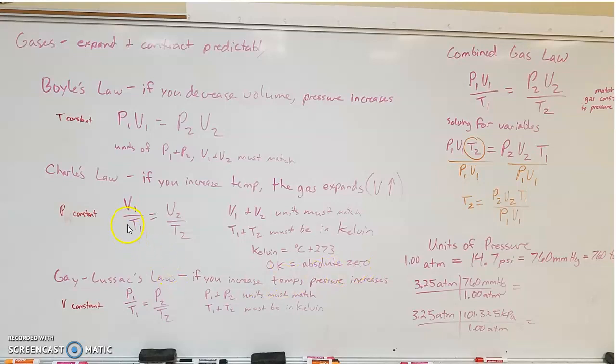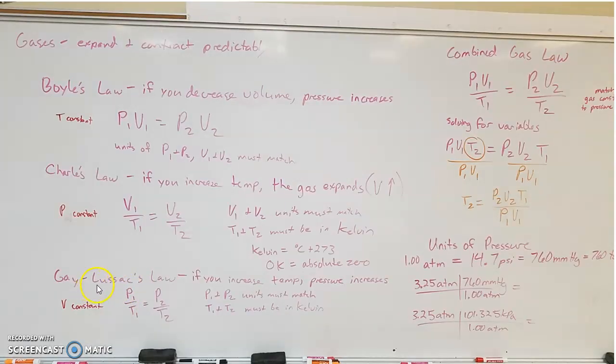So convert your Celsius temperatures to kelvins before using Charles' law or Gay-Lussac's law or the combined gas law or the ideal gas law, which we haven't gotten to yet, but I will get there in a second. It's easy to convert from Celsius to Kelvin. If you have the temperature in Celsius, add 273 to get the Kelvin temperature. If you have the Kelvin temperature and you want to get back to Celsius, subtract 273.